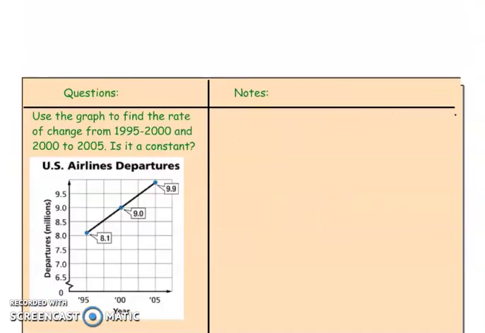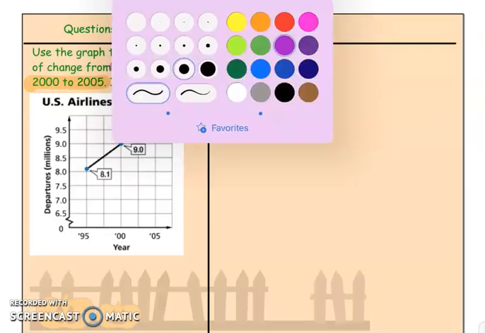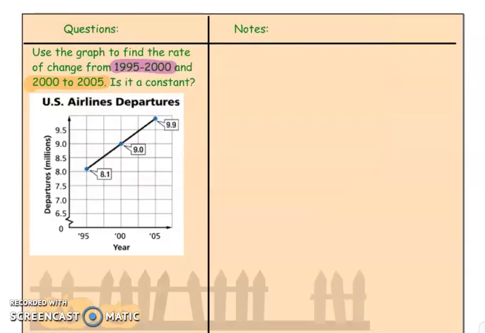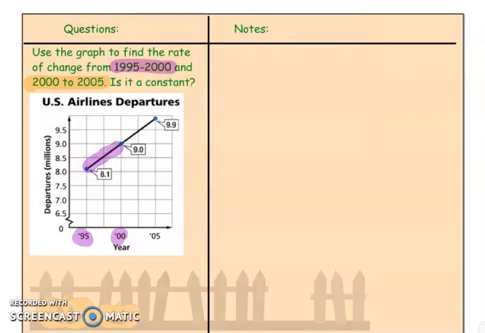All right, now we're on to some graphs. Now, this graph is asking us to find two different rates of change: 1995 to 2000, and then 2000 to 2005. Okay, so for the first one, 1995 to 2000. So this is the piece of the graph that I'm talking about. So for this piece of the graph, from 1995 to 2000, the change in y divided by change in x.